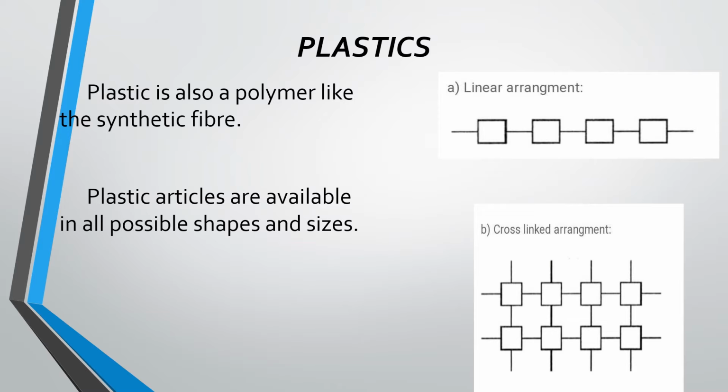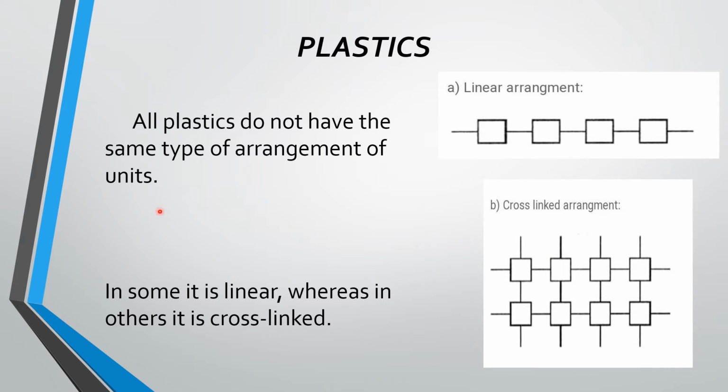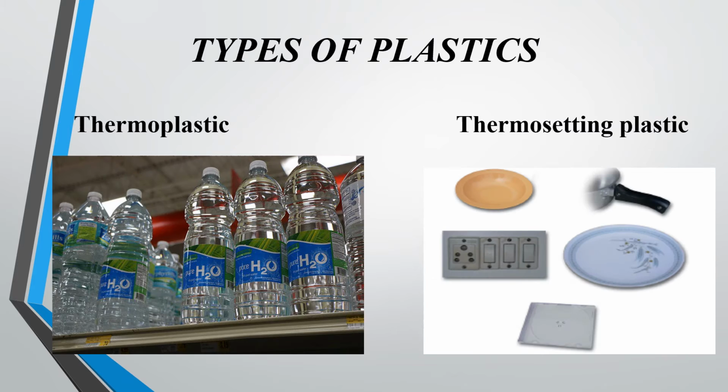As plastics are polymers, they have either the same type of arrangement of units or a cross-linked arrangement of units. When they have the same type of arrangement of subunits, it is called a linear arrangement, whereas when they have a cross-linked type of arrangement of units, it is called a cross-linked arrangement, as you can see in figure A and figure B. Now, what are the two types of plastics?